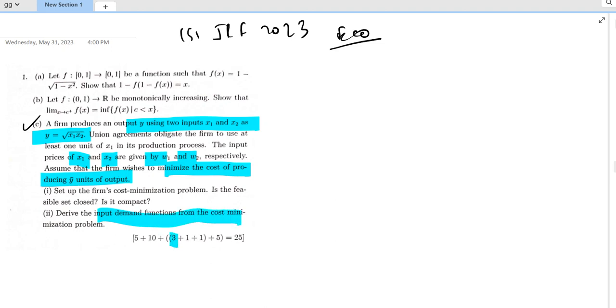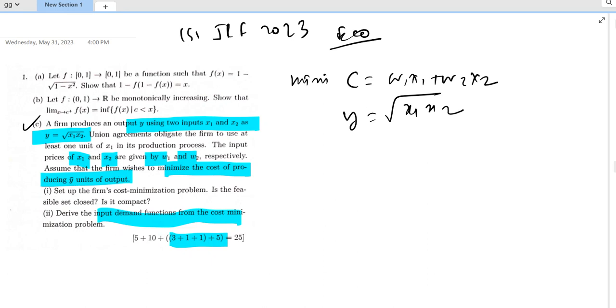So these are the two cases, 3 plus 1 plus 1 plus 5, so total 10 marks. So let's quickly set it up. The firm's cost minimization problem will be: minimize C equals W1 x1 plus W2 x2, subject to y equals root over x1 x2, where x1 is greater than or equal to 1. Okay, so y bar is the desired level of output.